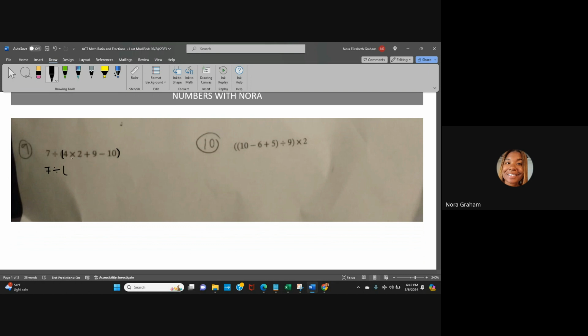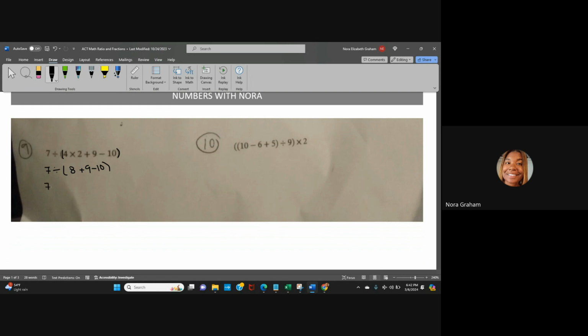I notice I have multiplication, addition, and subtraction. Multiplication is going to come first in accordance to PEMDAS or GEMDAS, right? 4 times 2, that's going to give me 8. And then plus 9 minus 10. I still have my parentheses up because inside my parentheses, I don't have a single digit. So I keep on going.